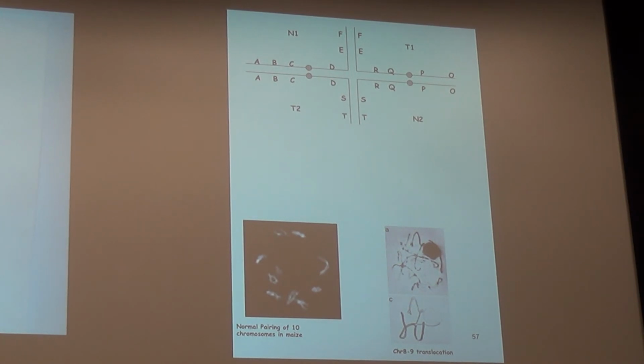And so the spindle is going to attach. If the chromosomes line up in this fashion, then this centromere and this centromere will go to this spindle. This centromere and this centromere will go to this spindle. And now you're going to end up with chromosomes N1 and T2 here, and N2 and T1 here. Is that clear? So that's one other possibility.